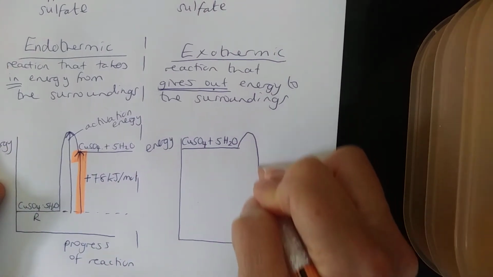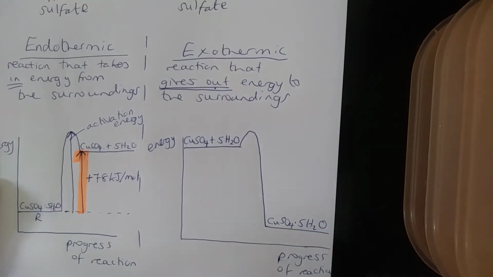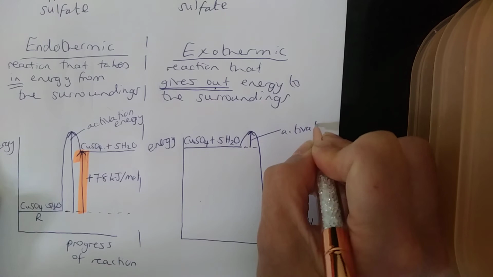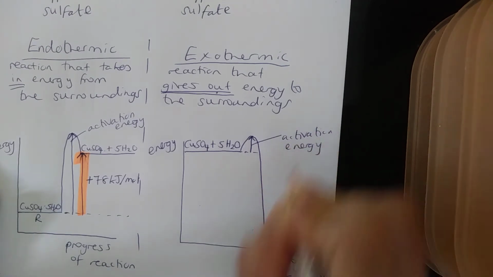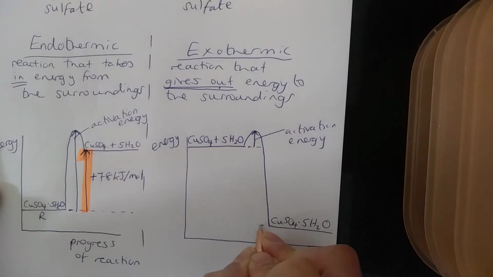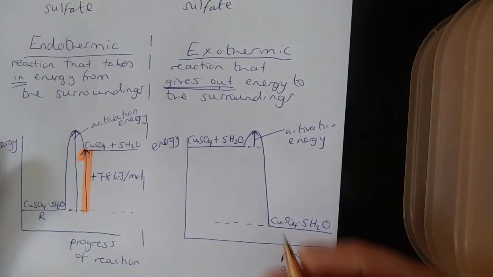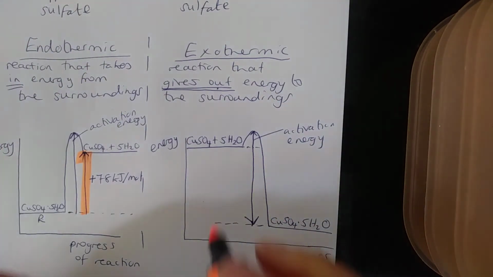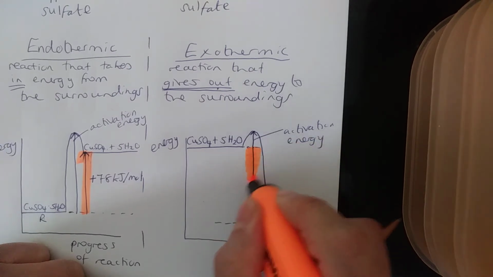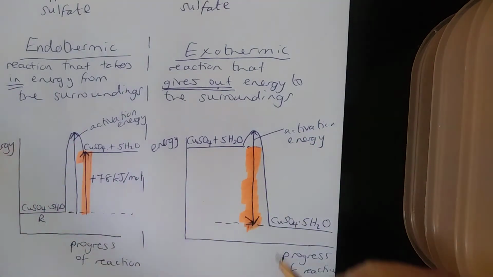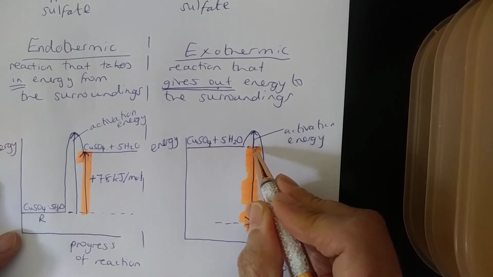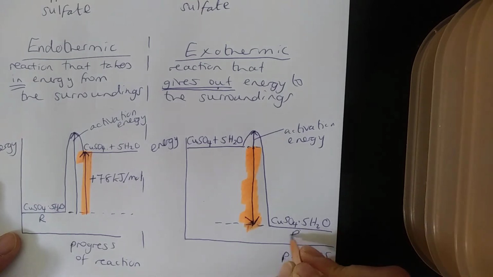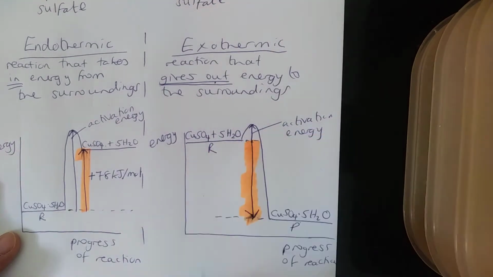So if we look at the energy profile here, we can see our activation energy is here, the minimum energy required for the reaction to take place, and then the energy change for the reaction is this arrow here, like this. So if we look at just the energy change overall for the reaction, we can see that energy is given out to the surroundings. The products have less energy than the reactants.